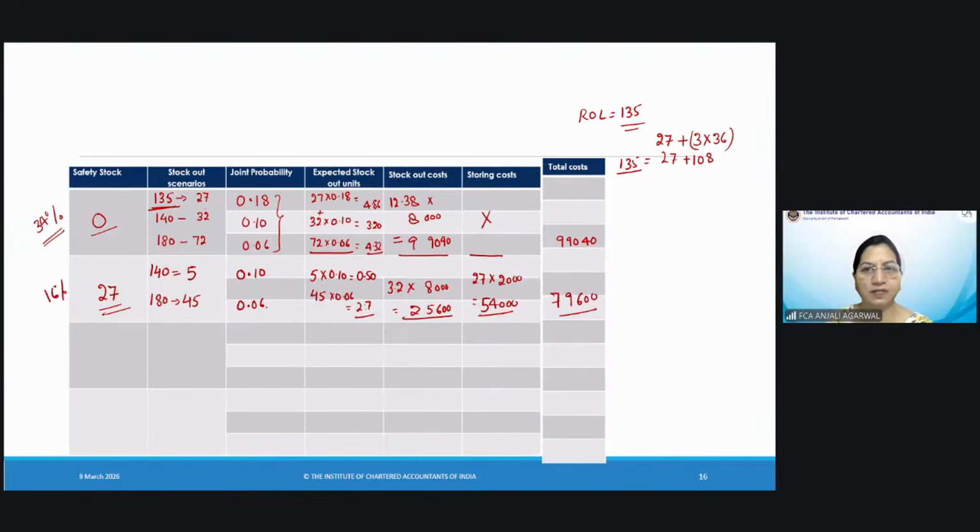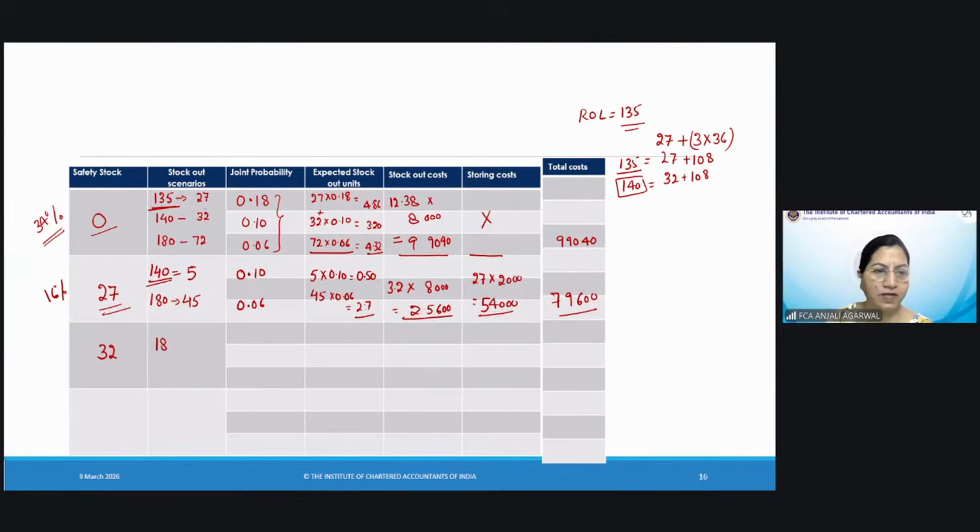10% here, 6% here. You can call it probability. The probability of stock out is 0.16, or I can say 16% risk. So let us prepare ourselves for this scenario also. And let's keep a safety stock of 32 units instead. So if you keep a safety stock of 32 units, 32 plus 108, 140 is your reorder level.